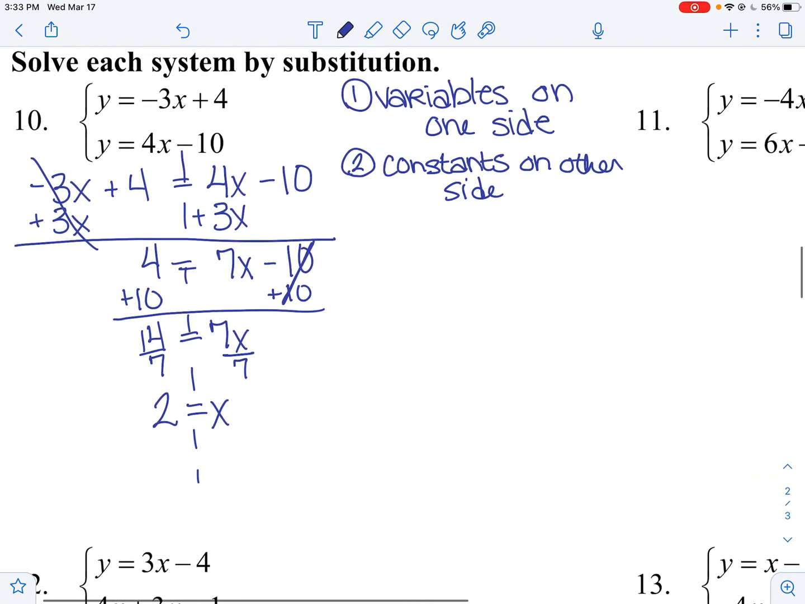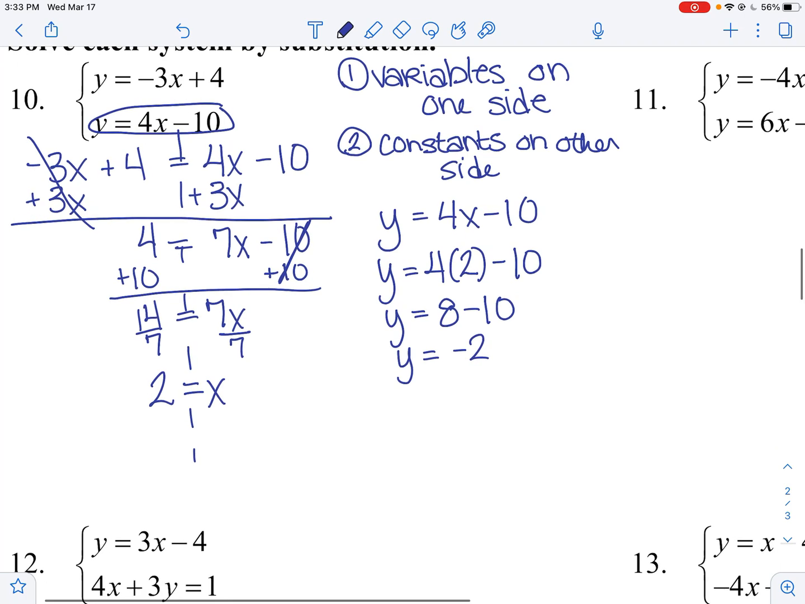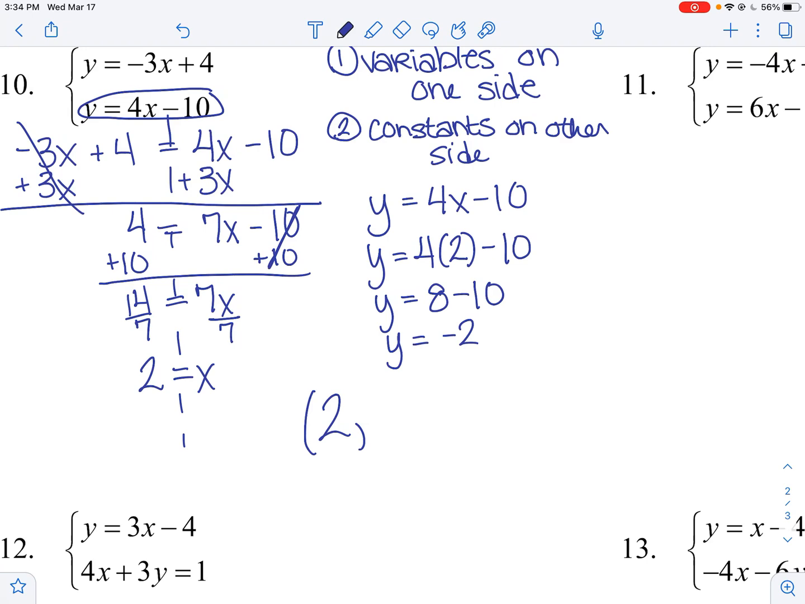So all you do is pick one of these equations. I'm going to use the bottom one because it doesn't have a negative in front. y equals 4x minus 10. We know that x is 2, so we're going to replace x with 2. 4 times 2 minus 10. Well, 4 times 2 is 8, so 8 minus 10 would be negative 2. y equals negative 2. So when we write our point, x is 2, y equals negative 2.